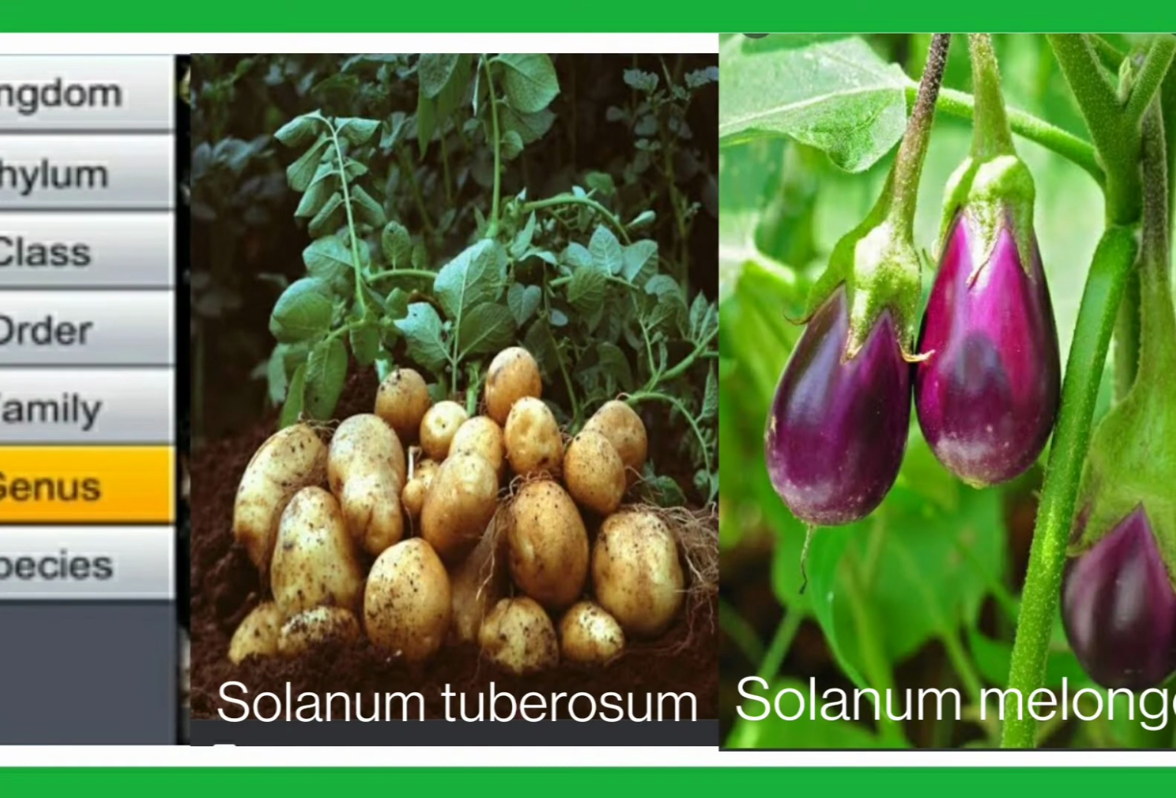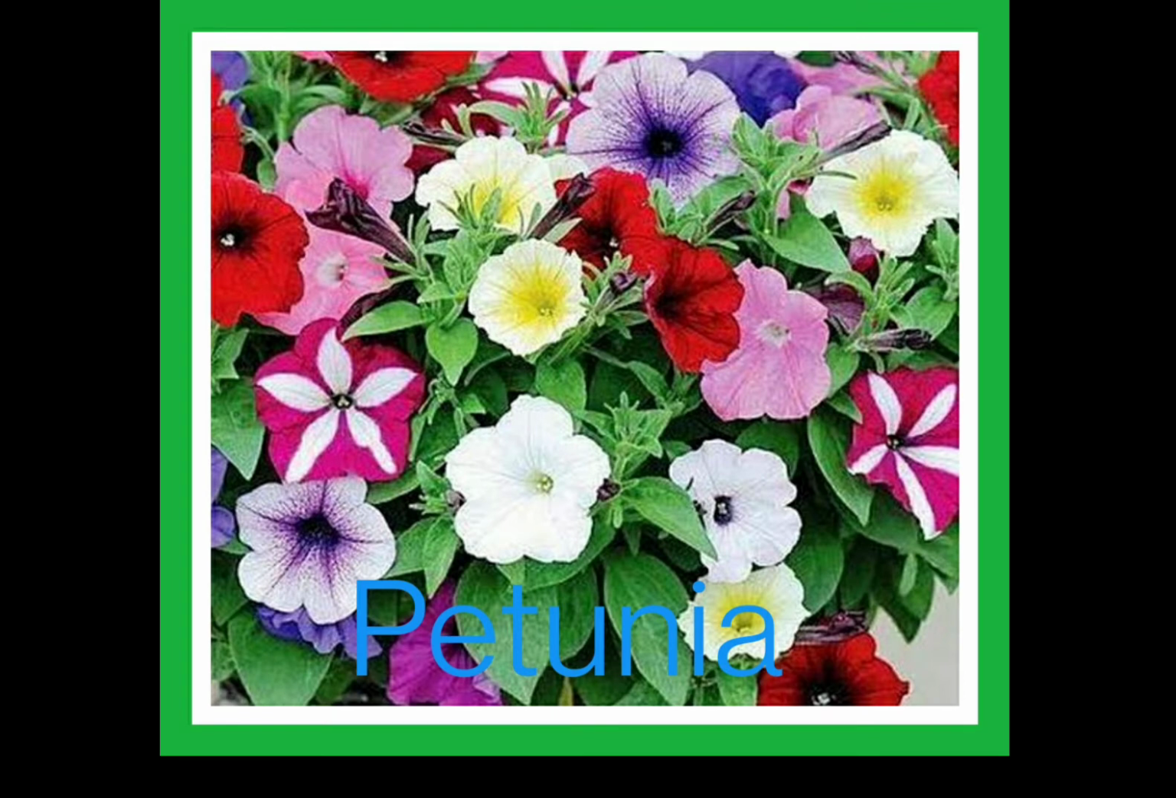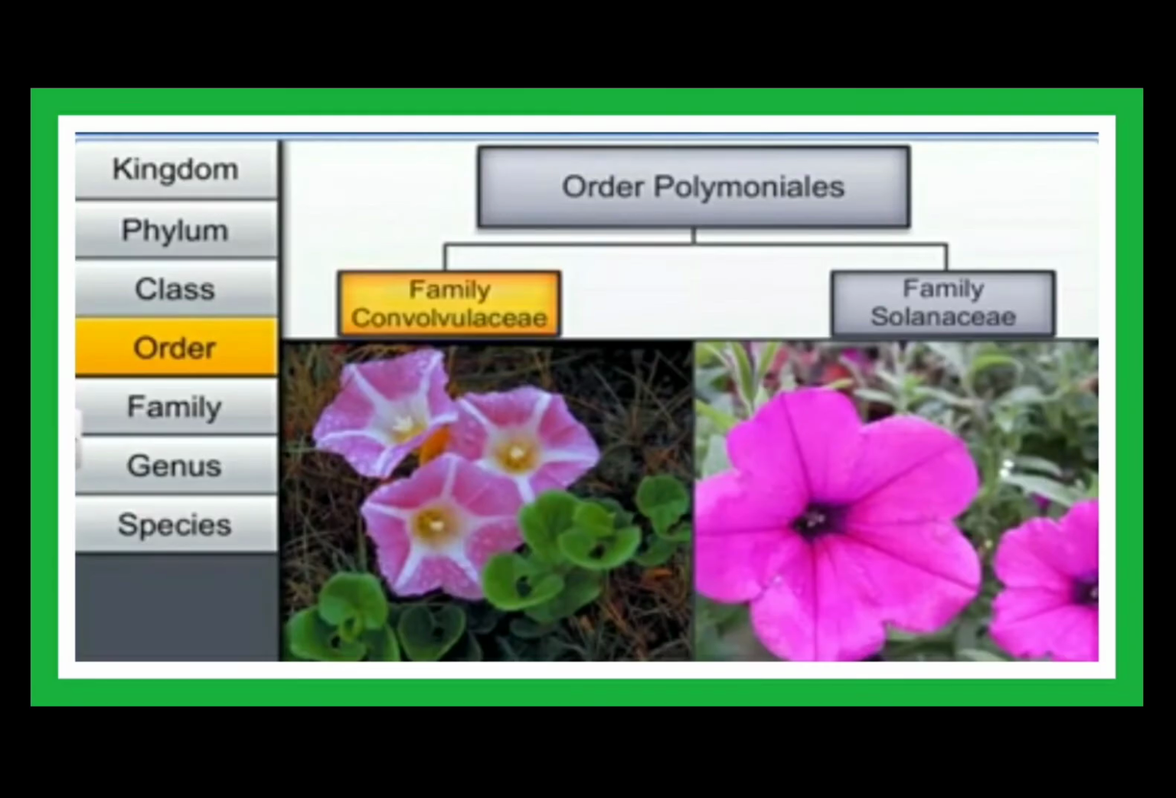Potato and brinjal have similarities, that's why they're kept under the common genus called Solanum. Solanum tuberosum means potato. Solanum melongena belongs to the same genus called Solanum. Solanum is one genus, Petunia is another genus, Datura is another genus. These three genera are having similar characteristics, so that's why Solanum, Petunia and Datura are grouped under a common family called Solanaceae.